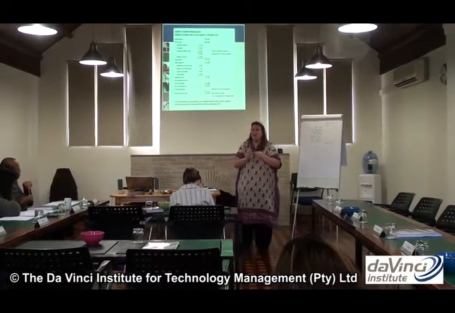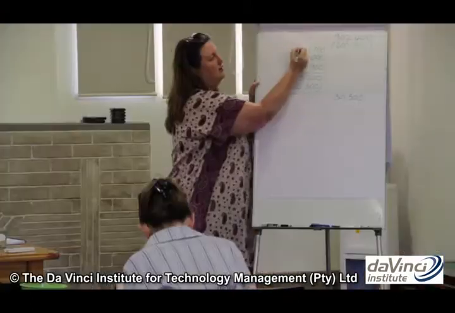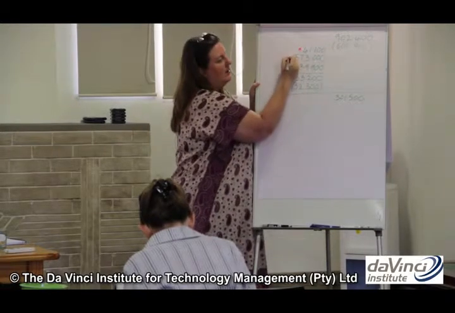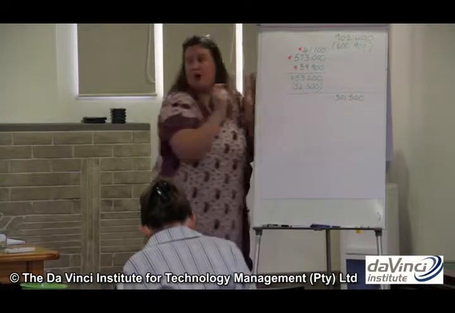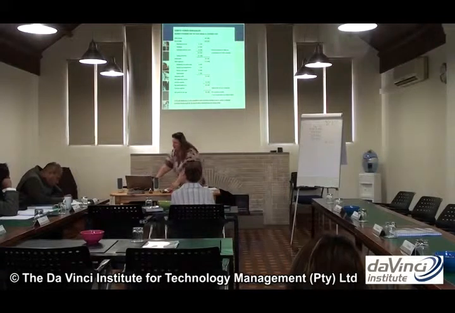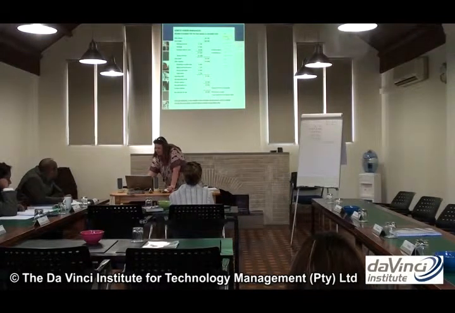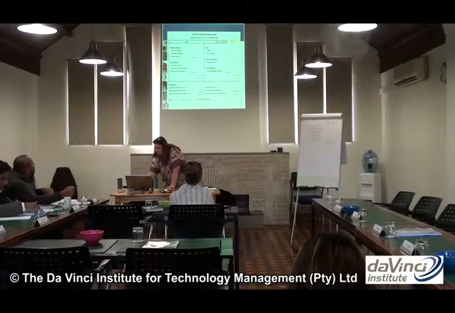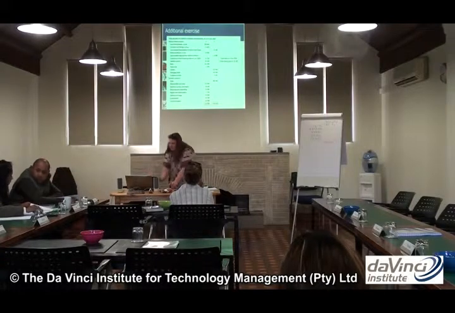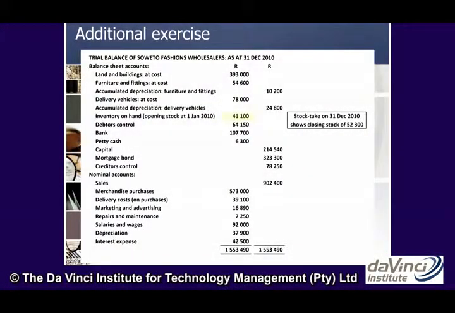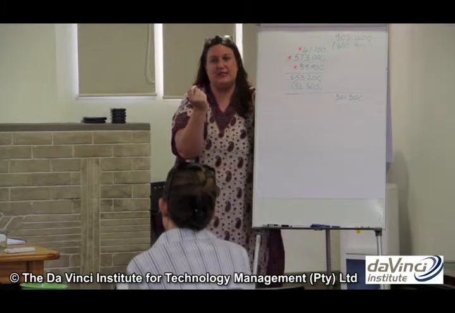Now, if you look at that trial balance that you were given, opening stock plus purchases. You go back to the trial balance. That 41,100 is the inventory on hand, the opening stock figure for the year. This is the merchandise purchases as well as the delivery costs on those purchases.